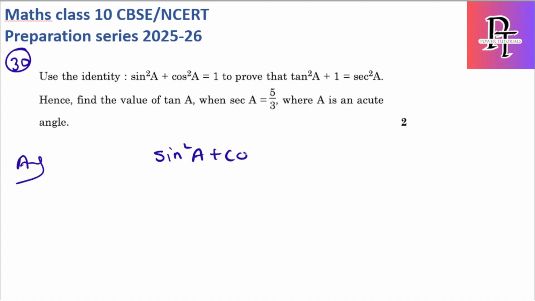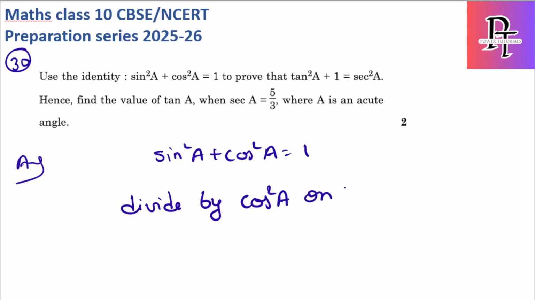Sin square a plus cos square a is equal to 1. If you divide by cos square a on both sides, sin square by cos square is tan square a, plus 1 is equal to 1 by cos square a, which is secant square a.